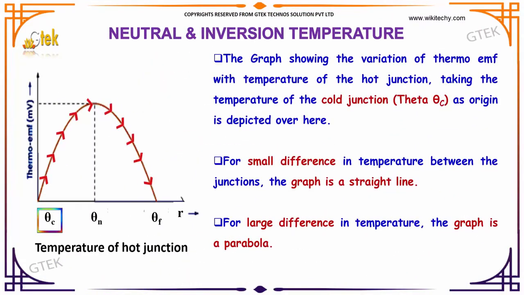Now we'll talk about the neutral and inversion temperature. Here is the graph showing the variation of thermo EMF with the temperature of the hot junction, taking the temperature of the cold junction, θc, as the origin. For a small difference in temperature between the junctions, the graph is a straight line. For a larger difference in temperature, the graph is a parabola.